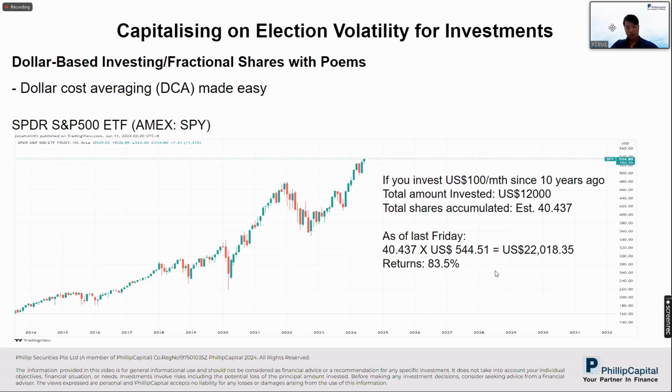If you ask me, is that attractive? I think it's attractive, but could you have done it with traditional investing? No, because you couldn't even afford one share. But with fractional shares, you are able to do it. And to give you more color, this estimated share count is taken at the high of each month. So imagine if you actually timed it properly, then the amount of shares you have accumulated will be even more.